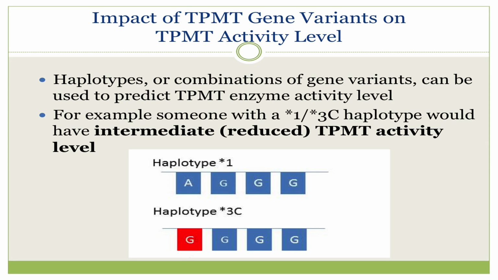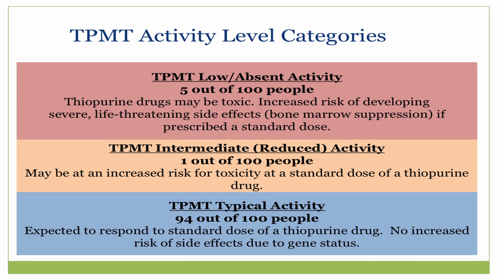Haplotypes, or combinations of genetic variants, can be used to predict a person's TPMT enzyme activity level. For example, someone with a *1/*3C haplotype would be predicted to have intermediate or reduced TPMT activity level. Based on your genetic result, you will be placed into a predicted TPMT activity level category. There are three categories: low or absent TPMT activity, intermediate or reduced TPMT activity, or typical TPMT activity.